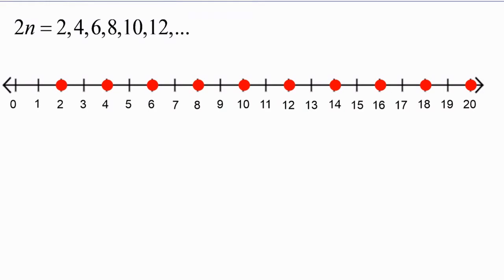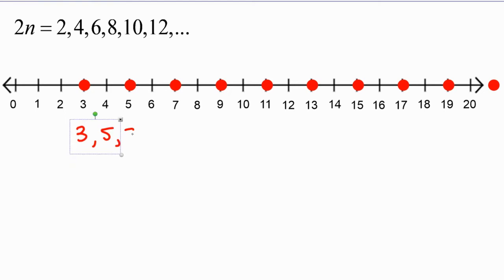But what if I take all these numbers and just shift them over to the right one? Now we have a different sequence. We have the sequence 3, 5, 7, 9, 11, 13, and so on. So these are still counting by twos. So this is still a 2 times n sequence, but we've shifted everything up. Every number got shifted up 1.